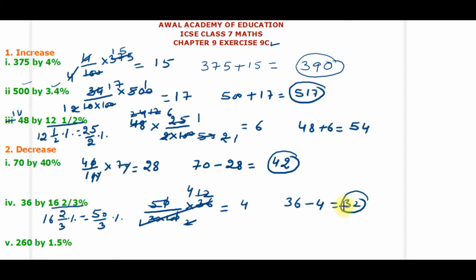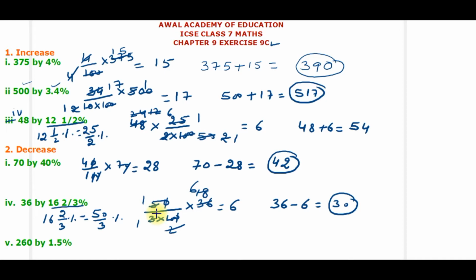Sorry, this has to be done again due to a technical error. We will do it like this: 5 times 2 is 10, 2 times 18 is 36, 3 times 6 is 18. So this has come out to be 6. Earlier it was 4. So after decreasing 6 from 36, it would become 30. 30 is our answer, right?